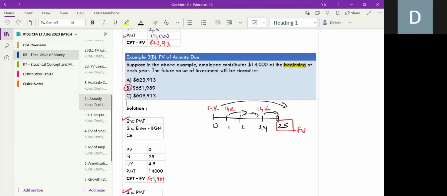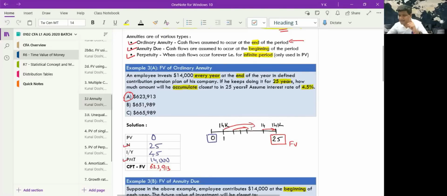Hold on, let us discuss again. In the first part, when is my last cash flow? At the end of 25th year, correct? And my calculator is also at the end mode. So when the calculator is at end mode and you are calculating future value, it gives you the value at the last cash flow, that is the 25th year only.